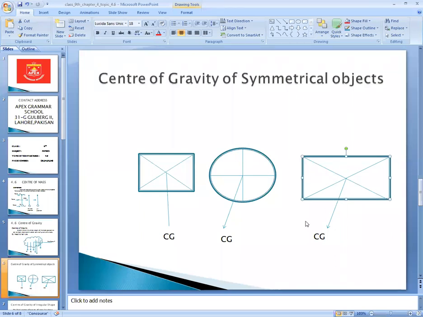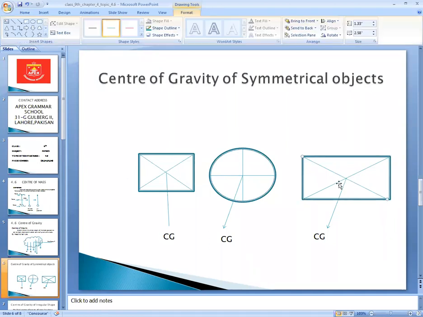So in order to find the center of gravity for a rectangle, this is where the two diagonals cut each other. This is the first diagonal, and this is the second diagonal. So these two diagonals cut together. Where they cut, this center point is called the center of gravity, or simply G. So we discussed the center of gravity of symmetrical shapes.